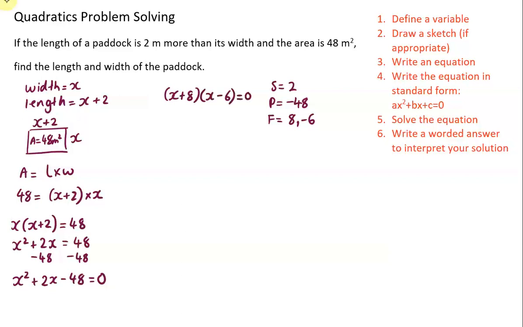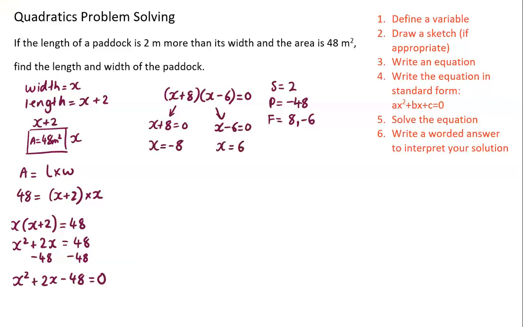Our null factor law says if we have two things multiplied together, or the product of two terms equals 0, one of those two terms has to be 0. So it could be that x plus 8 is 0, or it could be that the x minus 6 equals 0. In the case of x plus 8 equals 0, x equals negative 8. And in the case of x minus 6 equals 0, x equals 6.